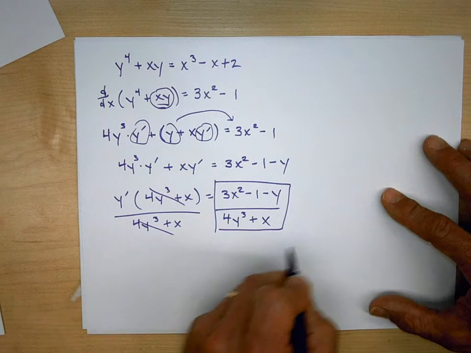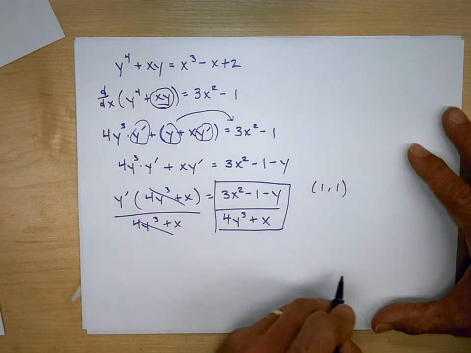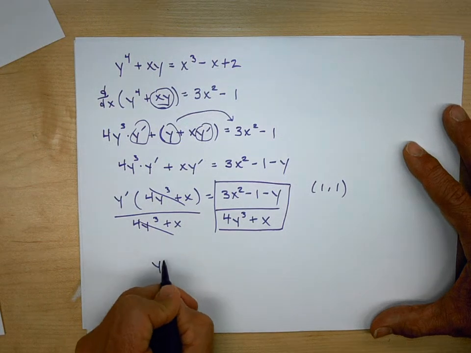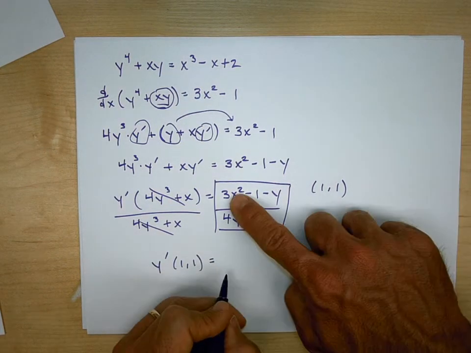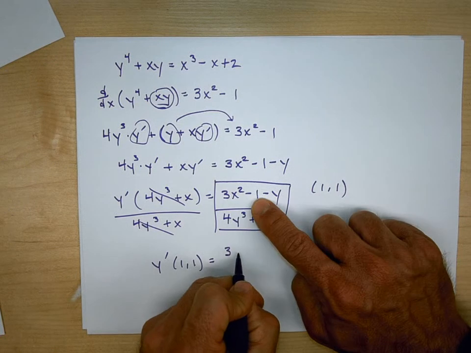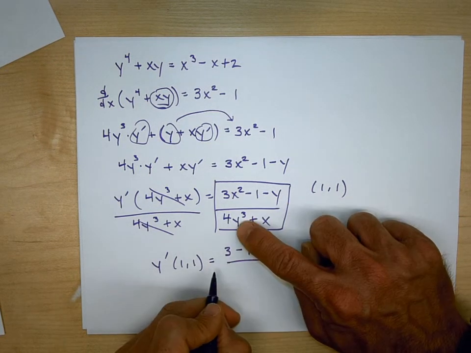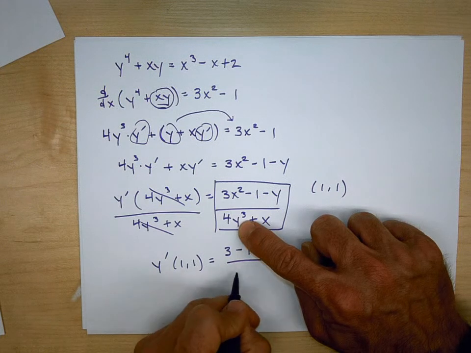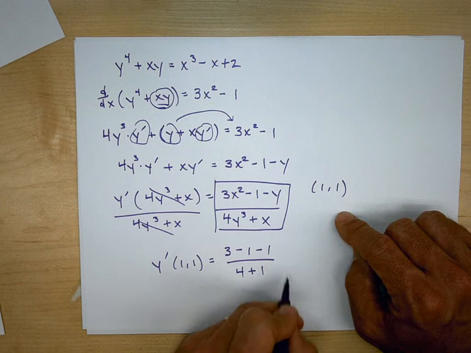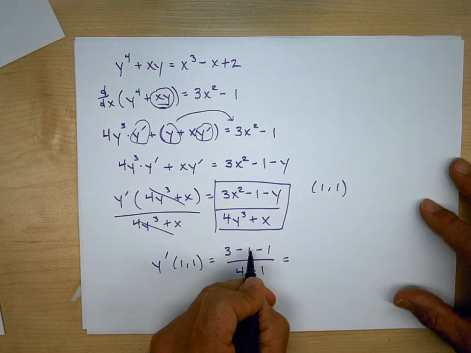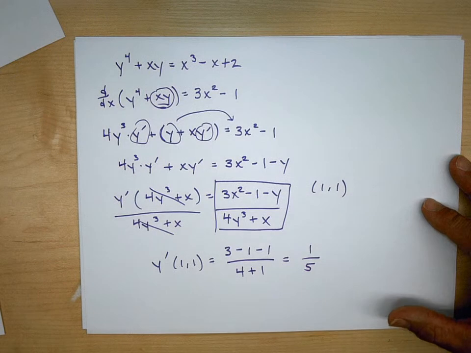Now, remember, in this case, I actually want to find the slope of the tangent line at 1, 1. So then y prime at 1, 1, I'm putting 1 for x, so I get 3 minus 1, putting in 1 for y. 4, I'm putting in 1 for y, so that's going to be 4 times 1 cubed, which is 4, plus, I'm putting in 1 for x. So 3 minus 1 is 1, and 4 plus 1 is 5. So that is the slope of the tangent line.